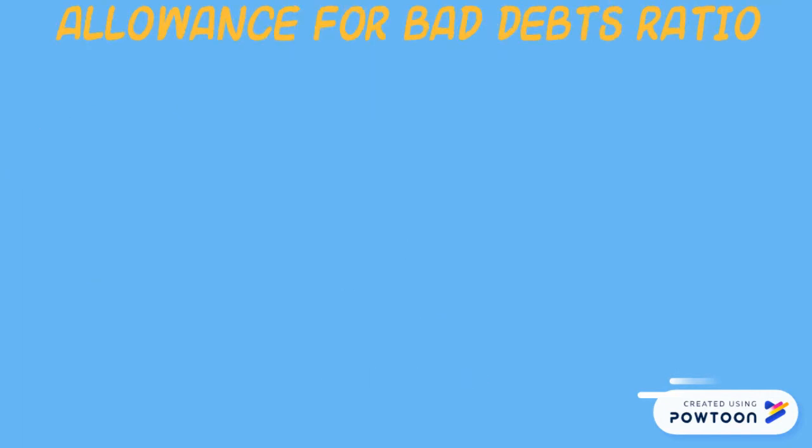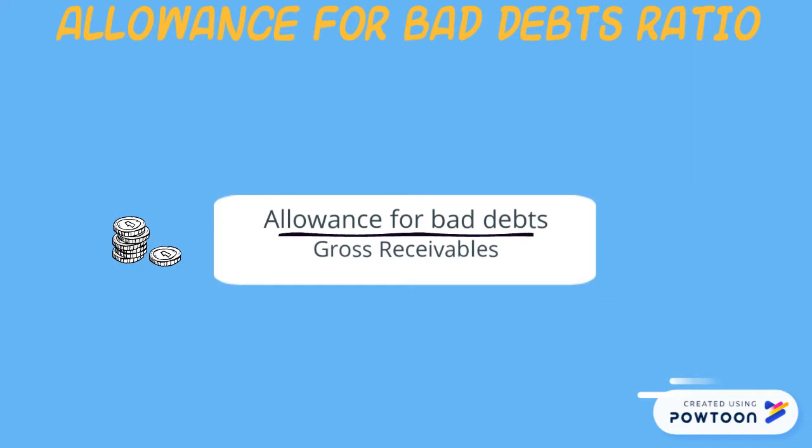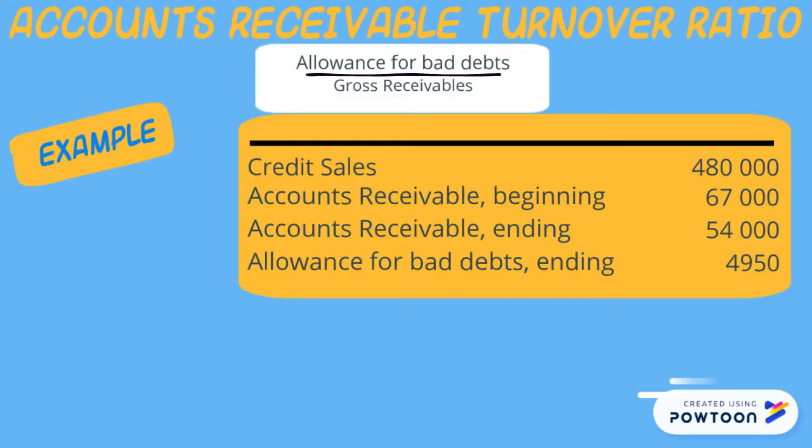Lastly, the allowance ratio compares a business's allowance for bad debts to their gross receivables to determine the percentage of receivables that are expected to be uncollectible in the future. Using the same example, the business has an allowance ratio of 8.4%, meaning that business expects 8.4% of their receivables to be uncollected. Ideally, a business wants this ratio to be as low as possible.